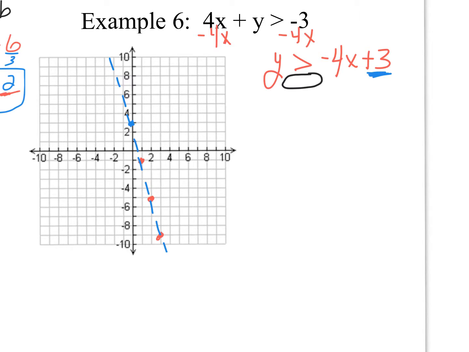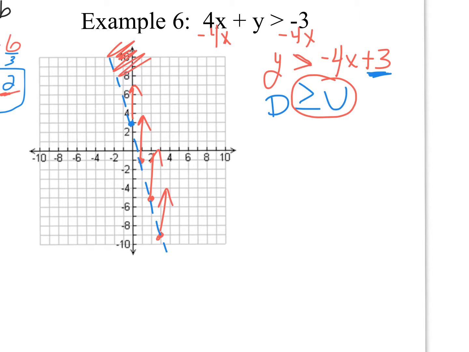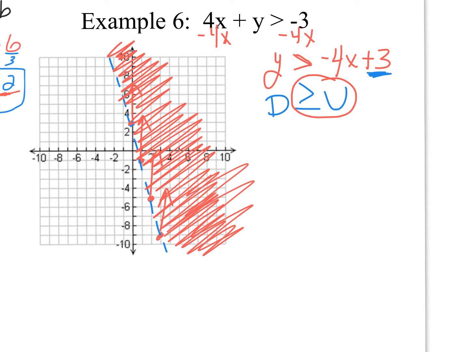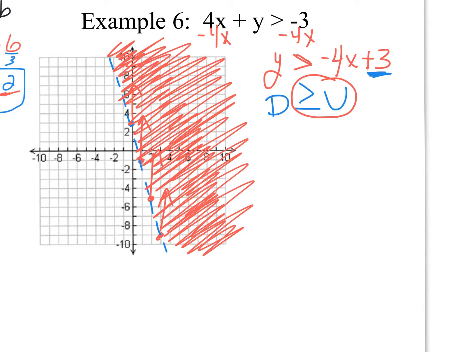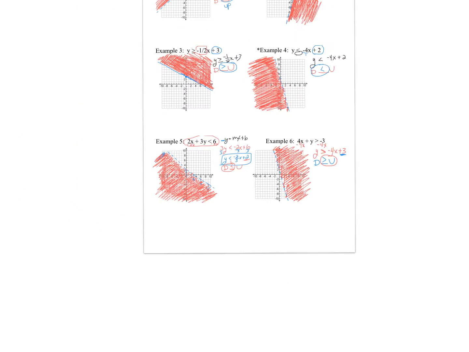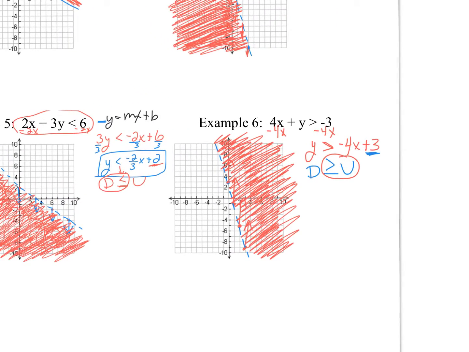Now we have to use the duh principle to figure out where we're shading. Looking at where the arrow points, we're shaded up this time. Up, up, up, and up. So this is the side we're going to shade. And there you go. Piece of cake, right? So let's go to the next one.